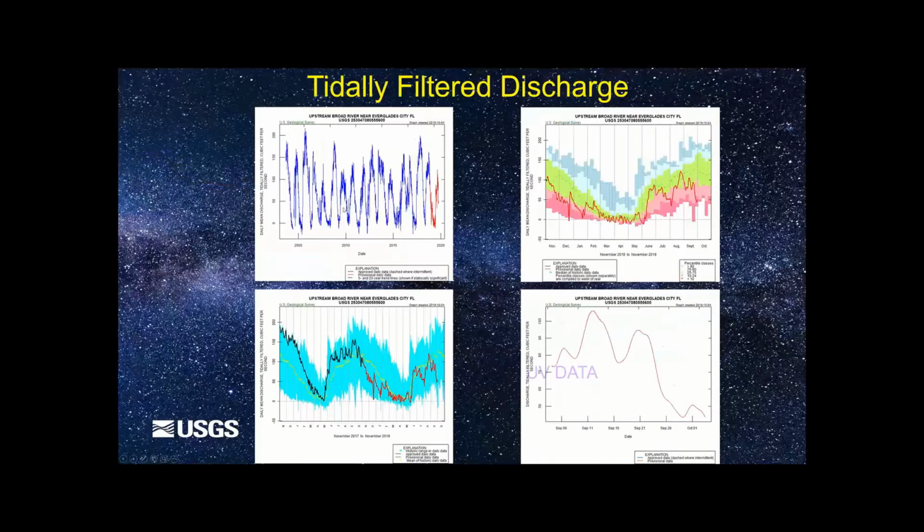Okay, we can look at tidally filtered discharge. The graph on the upper left is the long-term period of record graph. Then you have your percentile, your comparison of your current flows, your current discharge to the historical breakdown in percentiles. Then you have the minimum and maximum comparison that you can compare it to. And then on the lower right-hand corner, you have the unit value data. So that's the hourly or 15-minute data from the site.